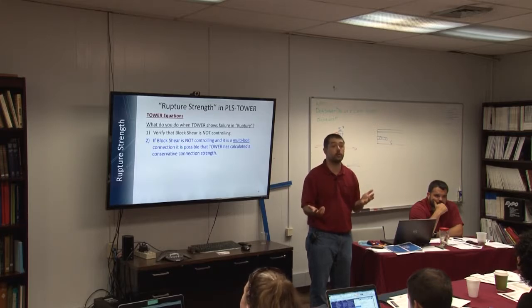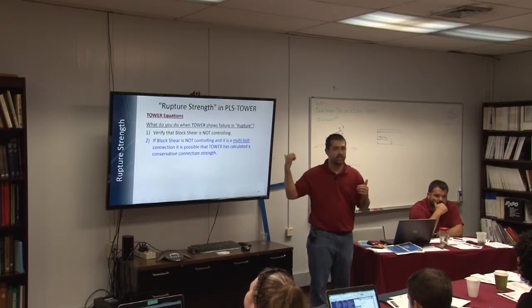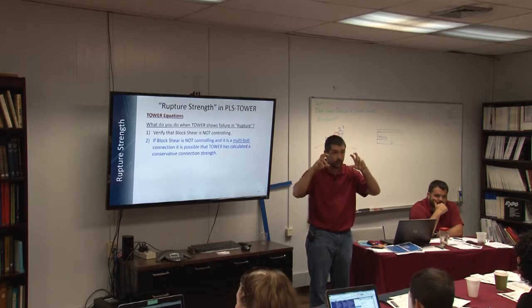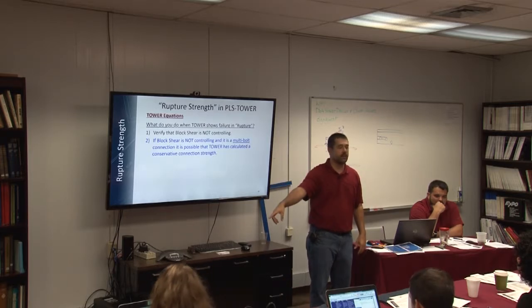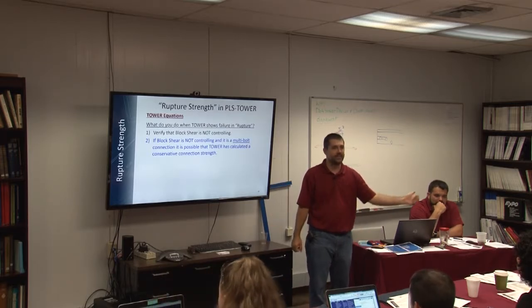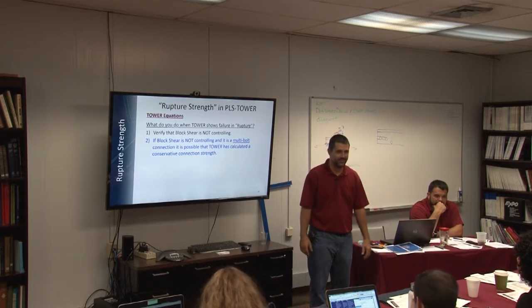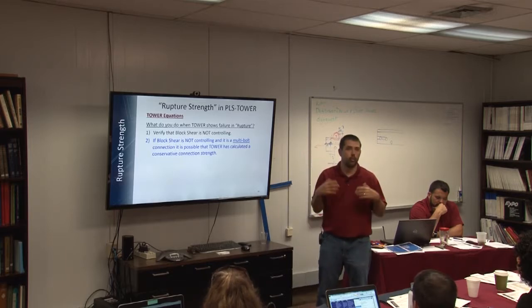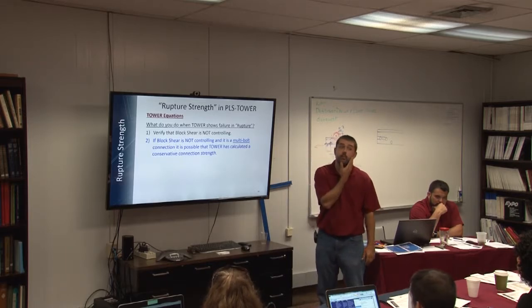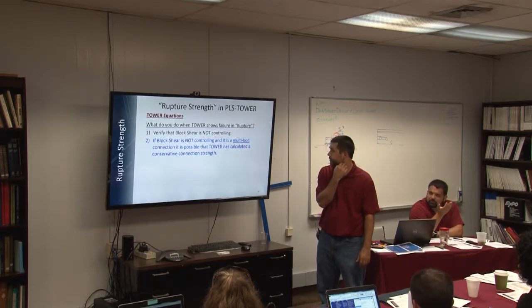What I have seen is block shear control, which is classified by tower as a rupture failure. They never looked at block shear 30, 40 years ago. So a lot of times when we're reinforcing for rupture, what we're really doing is trying to fix a block shear problem. Okay?